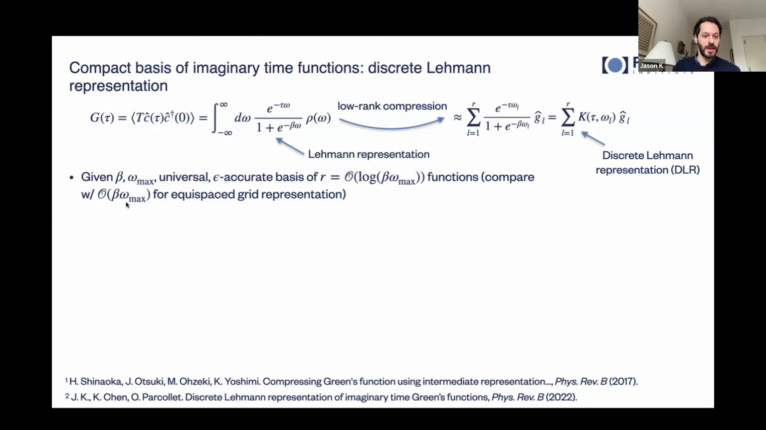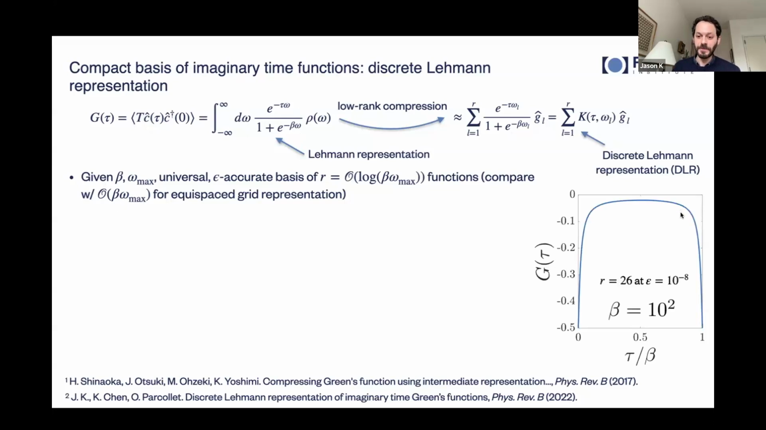You can compare it with what we would need for an equispace grid representation, which from staring at this Lehmann representation, you can figure out would be linear in the inverse temperature. So that's a big improvement. Just to give a visual example, this is what a typical imaginary time Green's function would look like. At beta equals 100 with omega max bandwidth 1, we need 26 basis functions to capture this entire space at 8-digit accuracy. At beta equals 10,000, it's 59, and at beta equals 1,000,000, we get these very sharp functions, but we only need 92 degrees of freedom to capture this whole space.